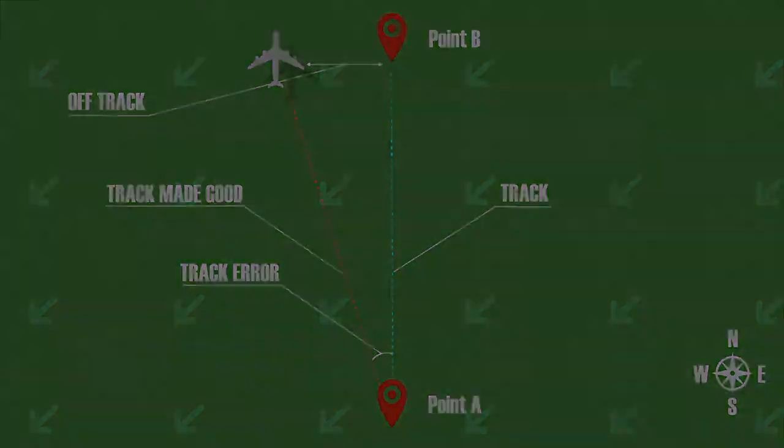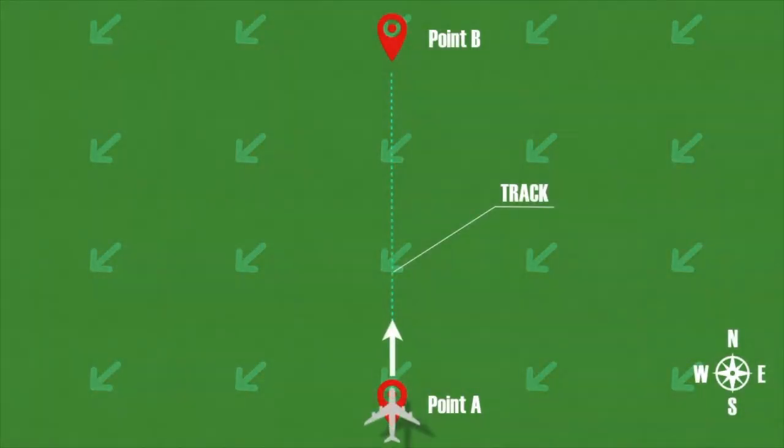So how can you fix this? You can prevent the track error by pointing the aeroplane into the wind to compensate for the drift. The direction you will point your aeroplane in is called the heading.